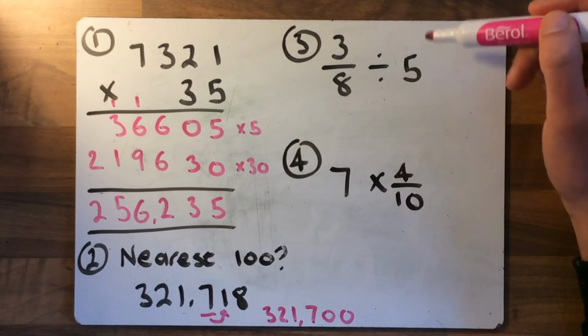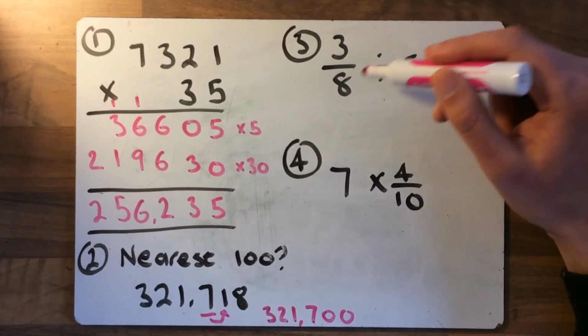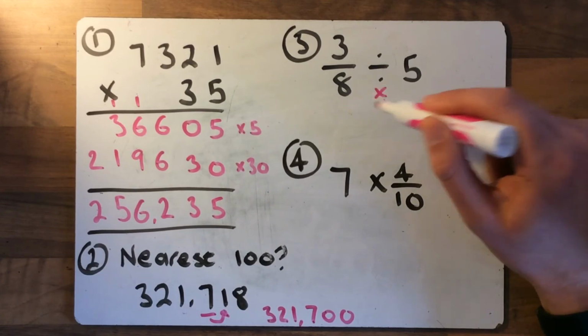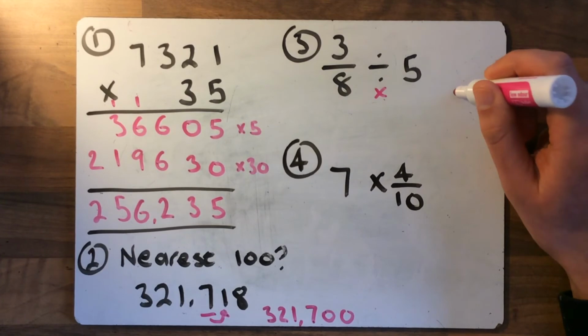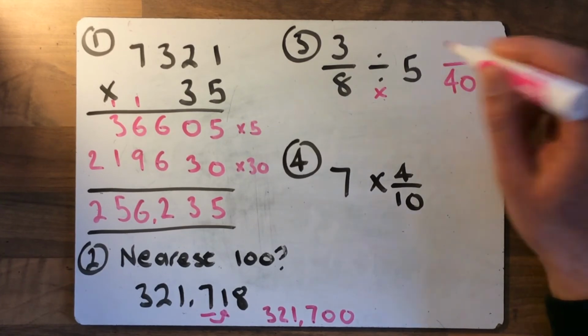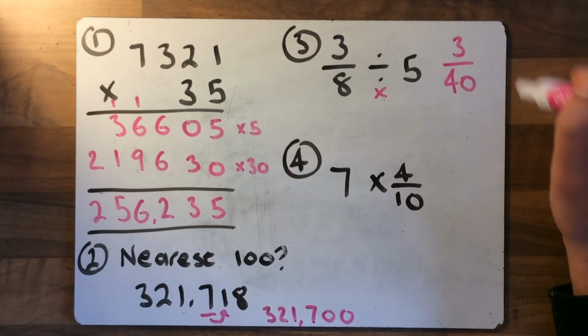Right, moving on to number 3. 3/8 divided by 5. Now we looked at this last week when we recapped dividing fractions, and what we actually do is to multiply the denominator by the whole number. So 8 times by 5 is 40, and then the numerator comes across as 3. So 3 over 40, which can't be simplified.